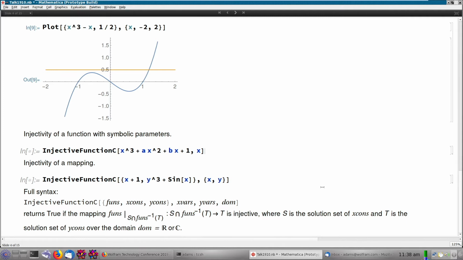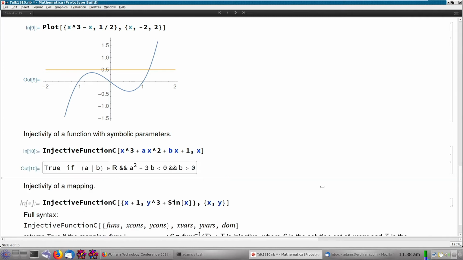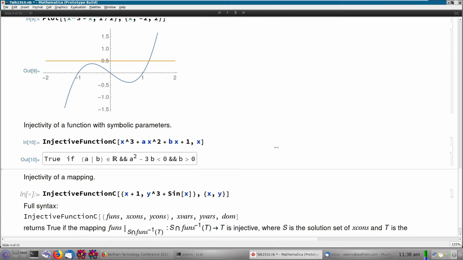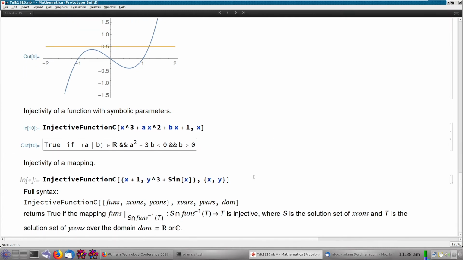And here's injectivity with symbolic parameters, and we can see the nice new conditional expression formatting. So this function is injective if the condition is satisfied. Question: why return a conditional expression as opposed to just the condition? Because we only know that it's true if the condition is satisfied. We don't know that if it's not satisfied. It's a sufficient condition, not a necessary condition. Okay.